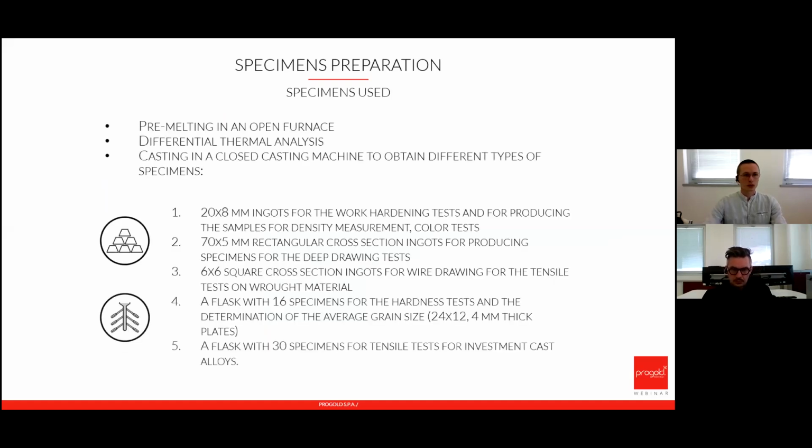So to make the specimens we use for this research, we start from pre-melting, and then we do the DTA in order to determine the temperature at which the alloy has to be cast. And we differentiate the kind of casting we made. So we have 3 kinds of ingot cast and 2 kinds of flask. Each one of those brings 2 different samples for different tests.